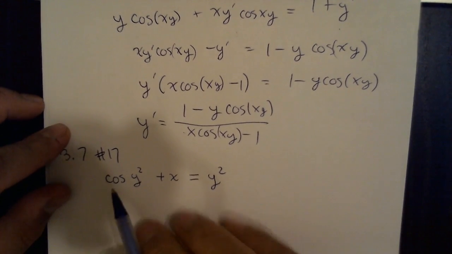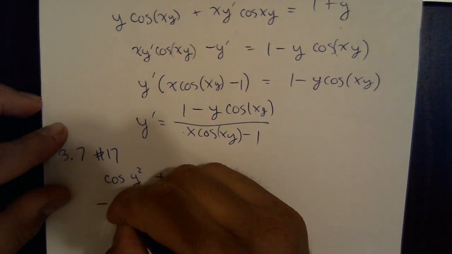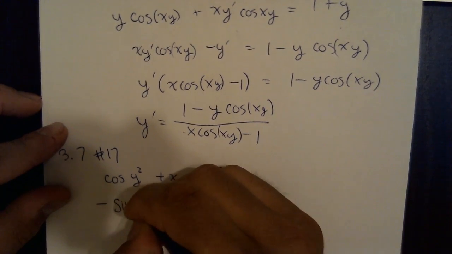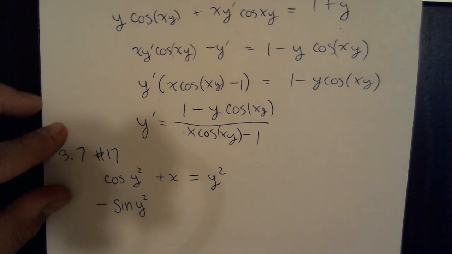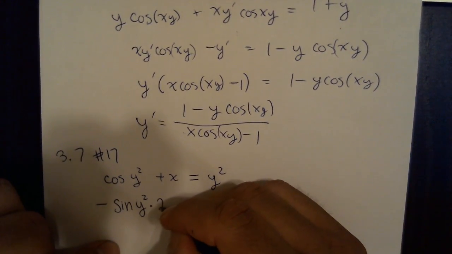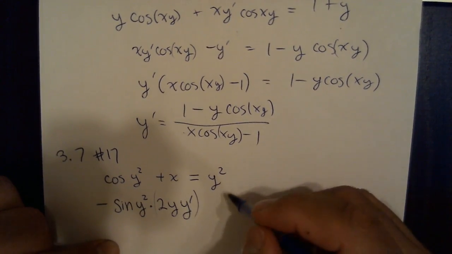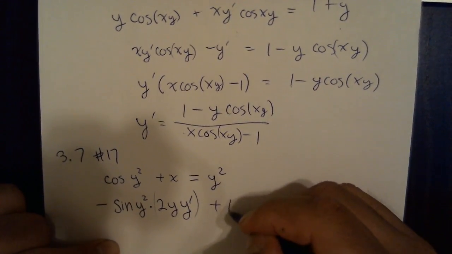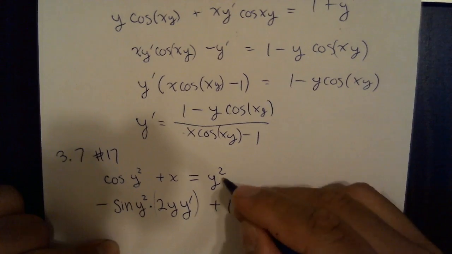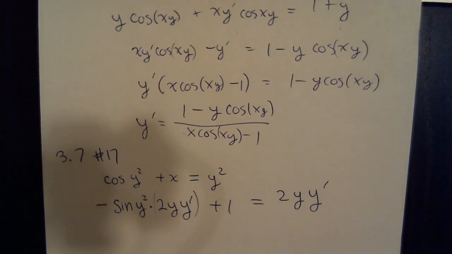So again, we start here and do the chain rule. So that'll be negative sine of y squared, and multiply by the derivative of the inside here, which is going to be 2y y prime. The derivative of x is 1, and then here 2y y prime.